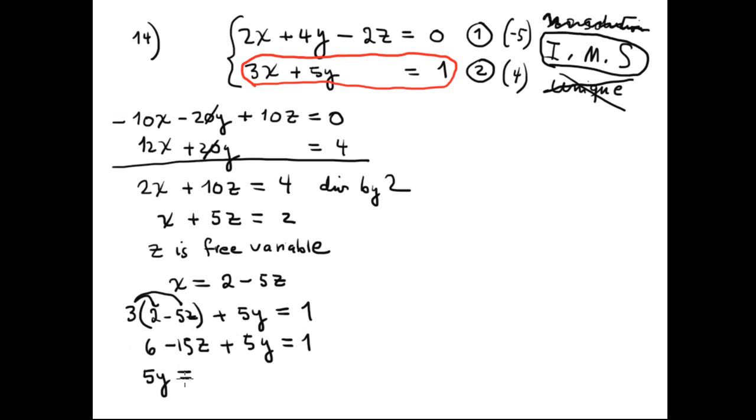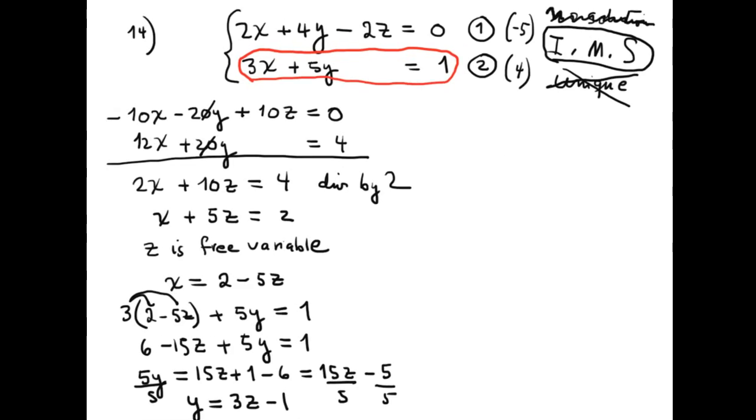Let's solve for y. 5y is equal to 15z positive on the right hand side, plus 1 staying on the right hand side, minus 6. That's equal to 15z minus 5. Finally divide by 5, everything by 5. y then is equal to 3z minus 1. Okay, and this is another relationship between y and z. Okay, now write the final answer.